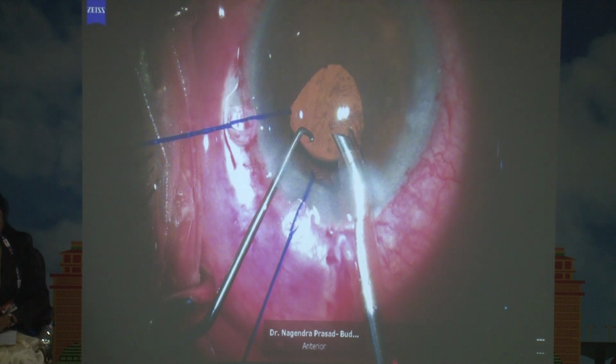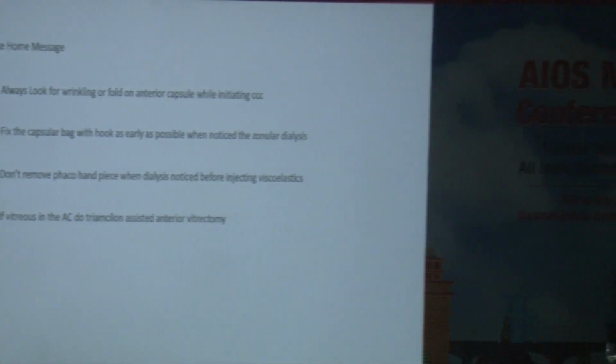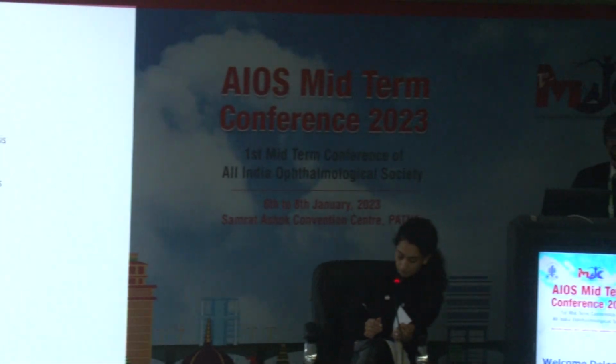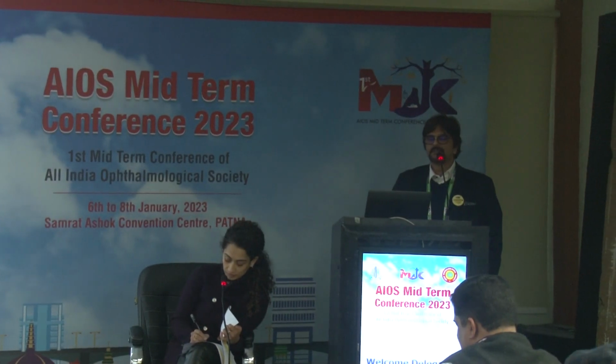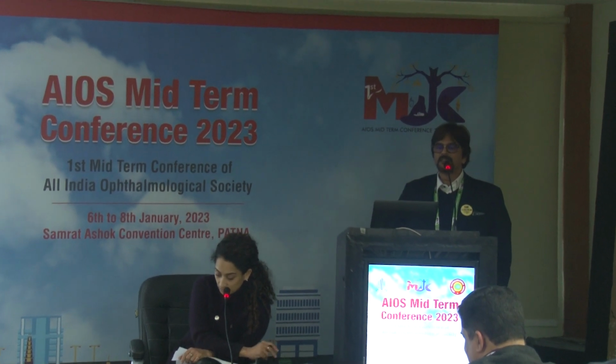Thank you. So the take-home message is: always look for wrinkling or folds on the anterior capsule while initiating CCC. Fix the capsular bag with a hook as early as possible when you notice zonular dialysis. Don't remove the phaco handpiece when dialysis is noticed before injecting viscoelastic.